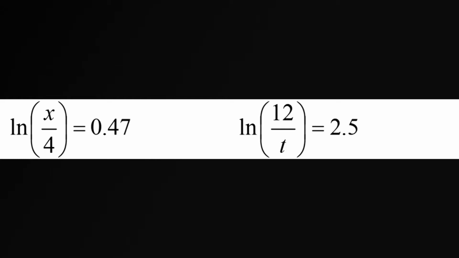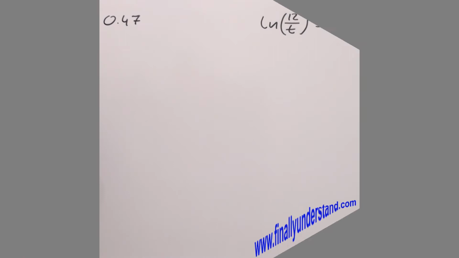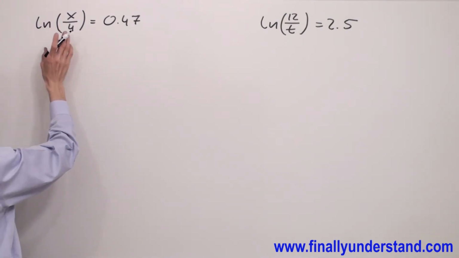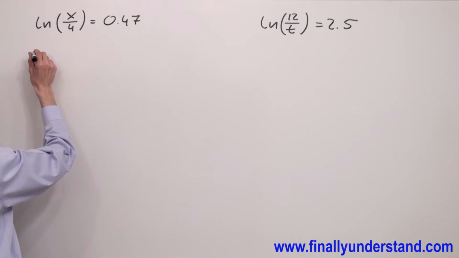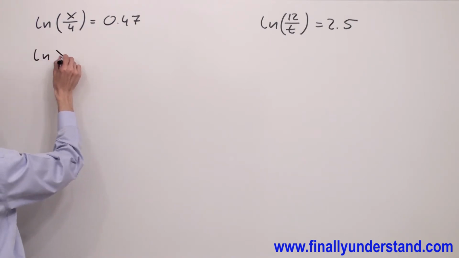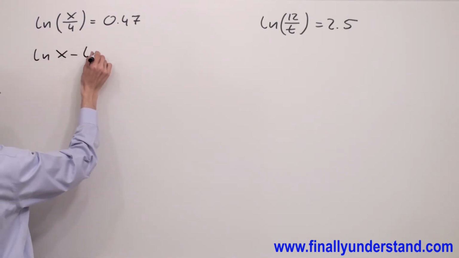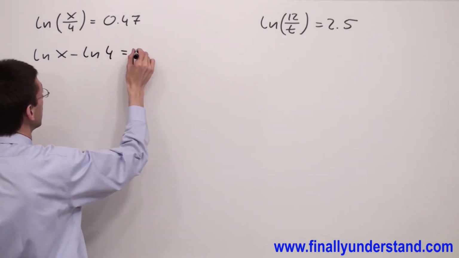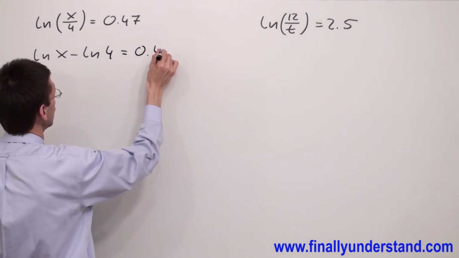Let's take a look at these examples. We're supposed to use the property for the log of the quotient first. I'm going to rewrite this problem as natural log of x minus natural log of 4. This is equal to 0.47.